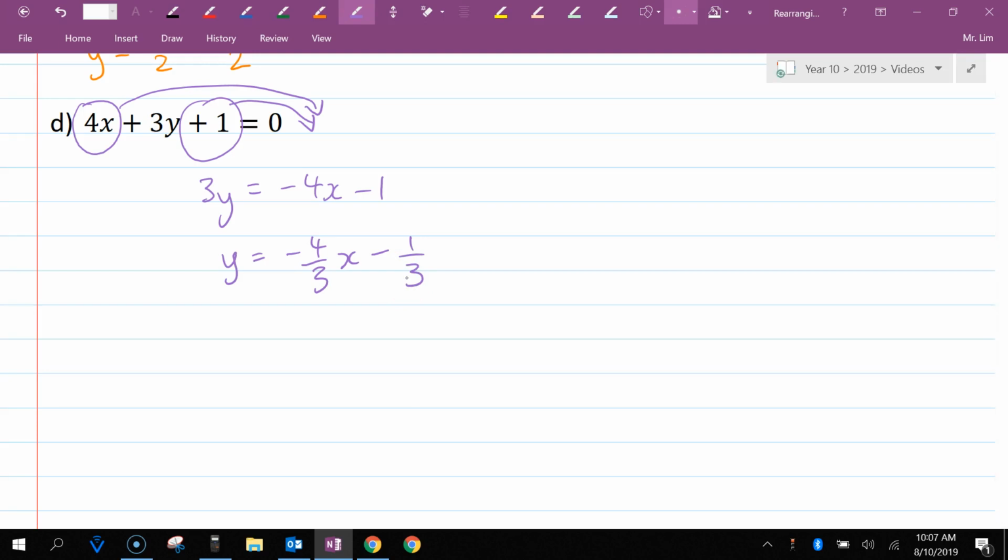So by now you should know how to rearrange gradient intercept form into general form and vice versa. And that's it for this video.